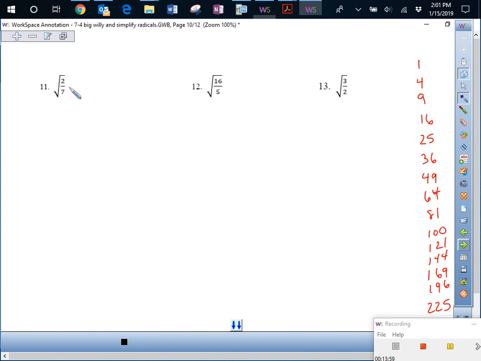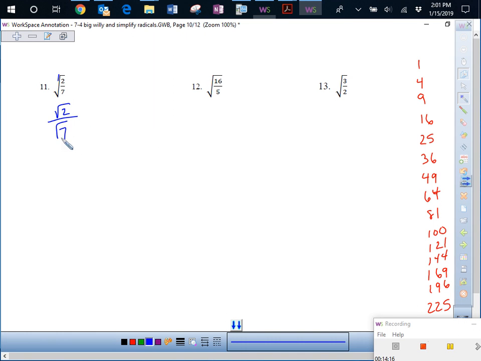Rule number 2, you cannot have a fraction underneath the radical. And you can't change it to a decimal either. Radicals and decimals don't go together either. So can't have a fraction underneath the radical. Well, that's simple. Just pull them apart. Just put the numerator with a radical around it and the denominator with a radical around it. So change it to like radical 2 over radical 7. That solves that problem big time. No more fractions underneath the radical.